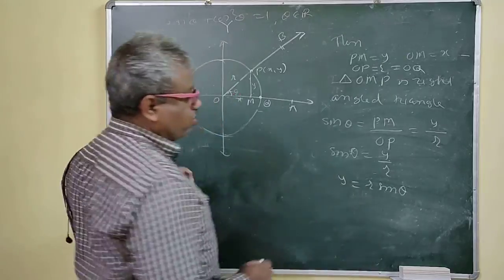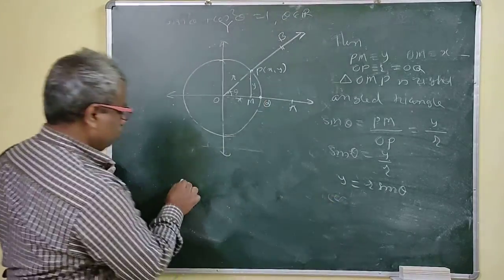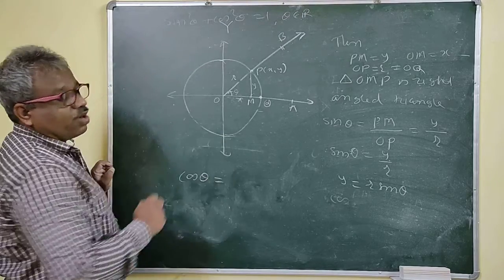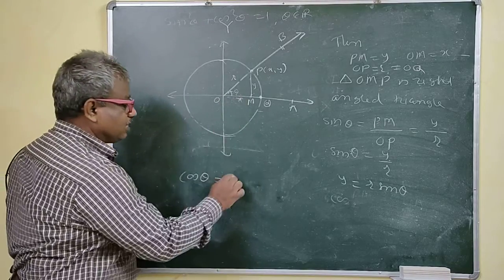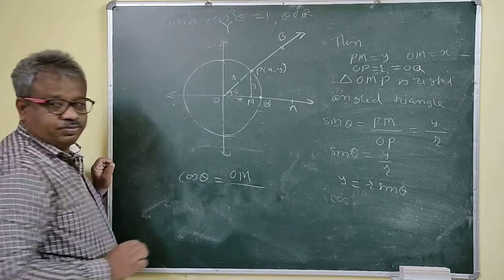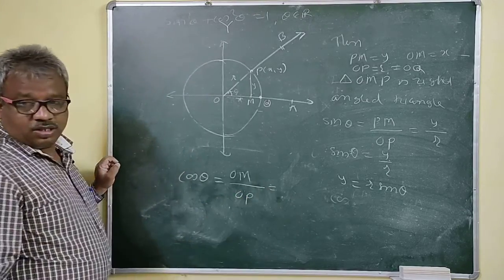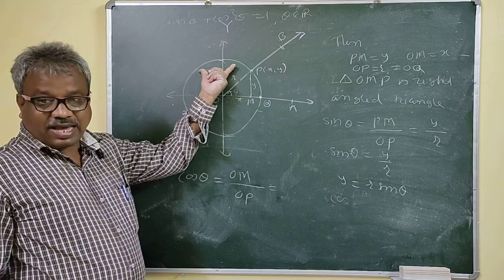Now we'll find cos theta. Cos theta is nothing but adjacent side upon hypotenuse. Your adjacent side here is OM, and your hypotenuse here is OP. So what is OM? OM is actually the perpendicular distance of P from the y-axis.